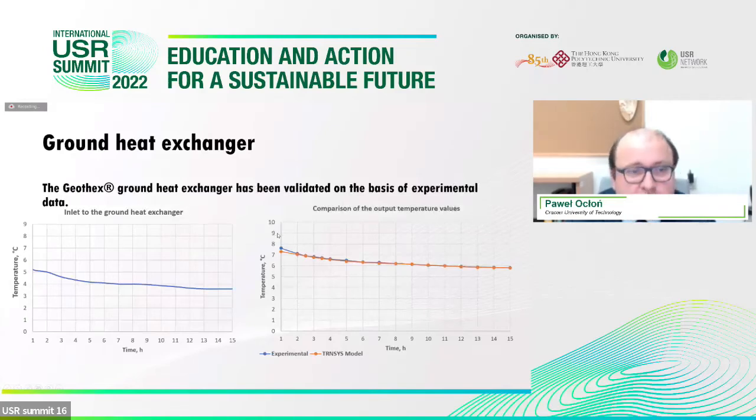For the ground heat exchanger, we were also able to make the comparison with the experimental results and transient models. And in 15 hours of the day, we were able to compare the outlet temperature values, which were quite close.